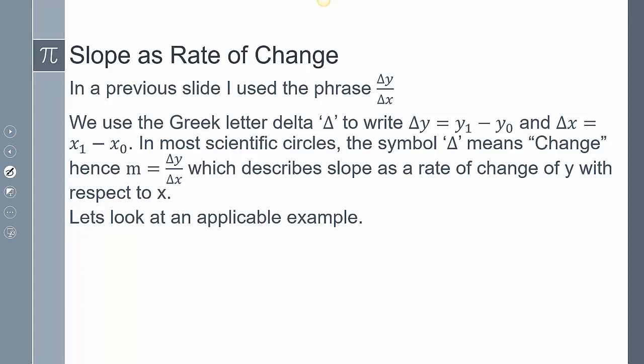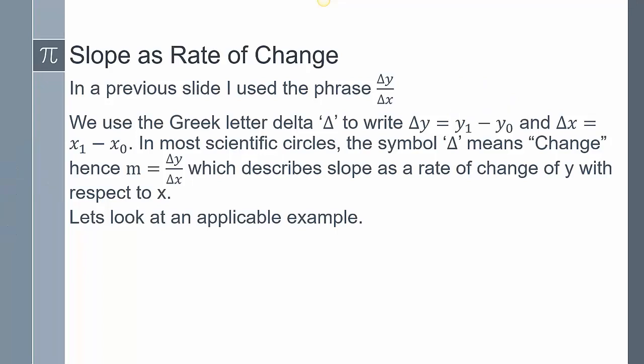Now, in a previous slide, I used this phrase, change in y over change in x. We use this Greek letter delta to write the change in y as this statement and the change of x as x1 minus x naught. Now, this could be the same as y2 minus y1, and x2 minus x1, right? It's all the same. I'm just phrasing it however I want. Now, in most scientific circles, that symbol means change. And that's why I said my m is going to be the change in y over change in x, which describes slope as the rate of change of y with respect to x.